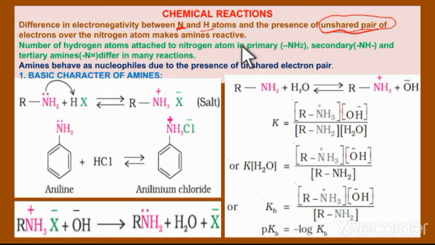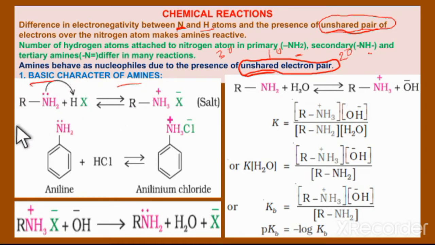Amines show different kinds of reactions in the case of primary, secondary, as well as tertiary amines, due to the different number of hydrogen atoms available on them. These amines also act as nucleophiles, because of the unshared electron pair, the lone pair, present on the nitrogen. Okay, let me discuss the basic character of amines.